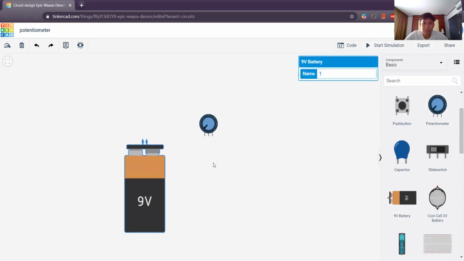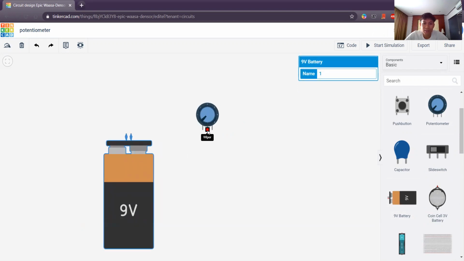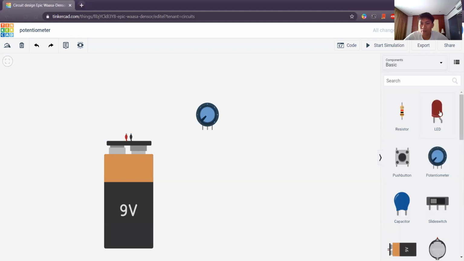The potentiometer has three legs. The middle leg is the wiper, and left and right are terminal 1 and terminal 2. When we connect the positive or negative to terminal 1 or terminal 2, it is okay. And then the other leg, the middle leg, we can connect to the ground or to the positive, that is okay too. So let's try with this LED light.